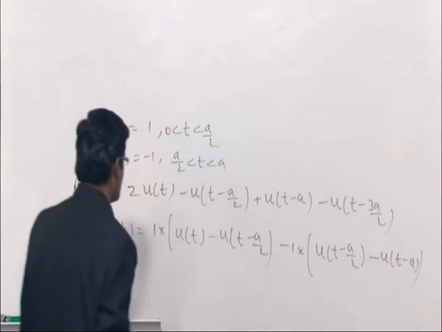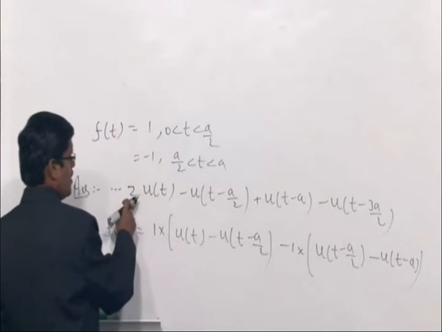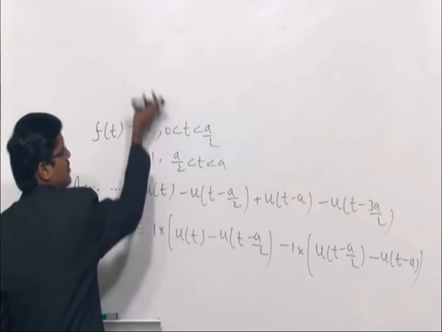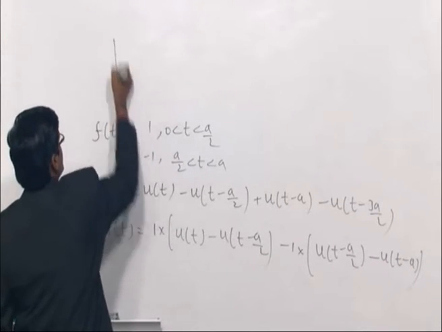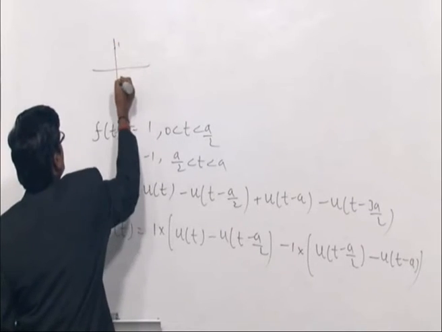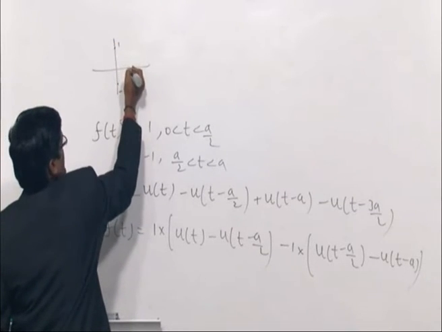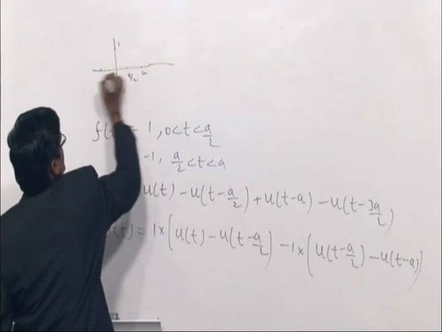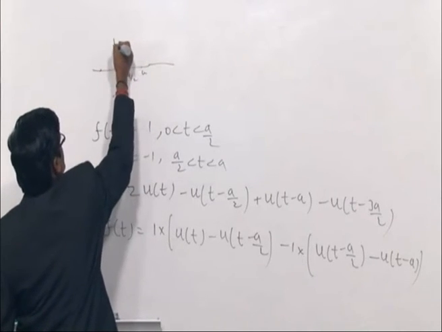So from this you can check here u of t. Why here it is getting u of t? What is in the previous case? Because it is a periodic function. The graph is, this is 1, this is minus 1, a by 2, and this is a, and similarly this one, okay. Now what is the periodic function here?